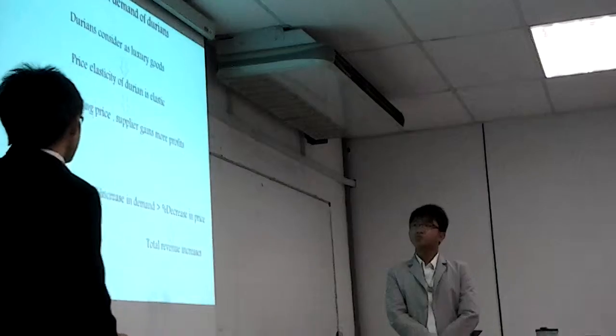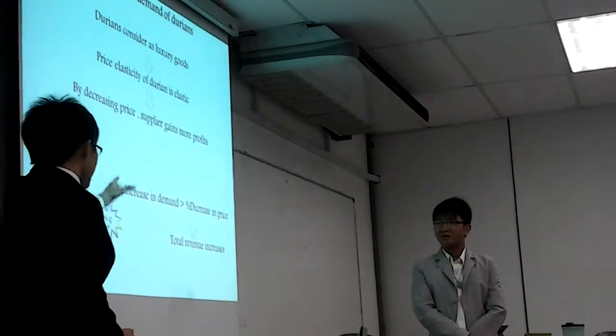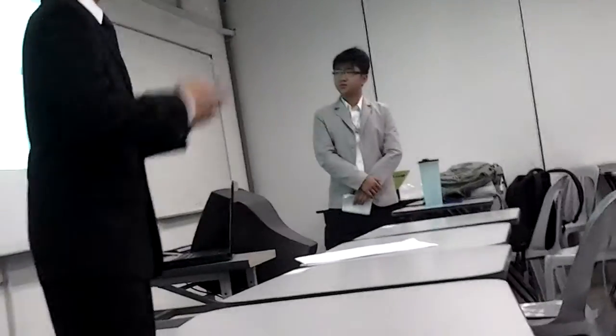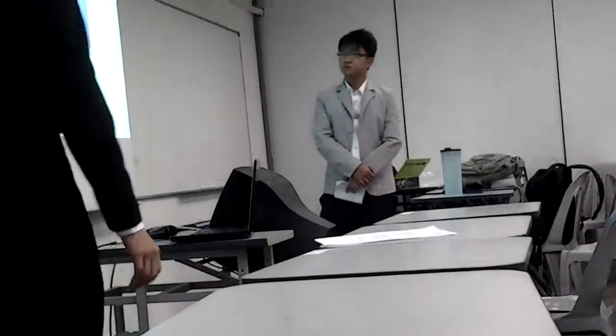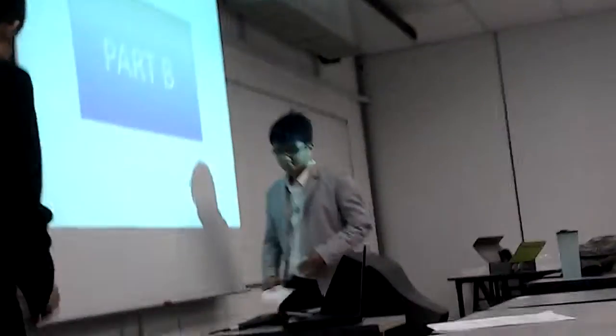As you can see from this graph, the percentage increase in the quantity demanded is more than the percentage decrease in price of the durian. And this causes the total revenue of the supplier to increase. Now I will leave the part for Yan.